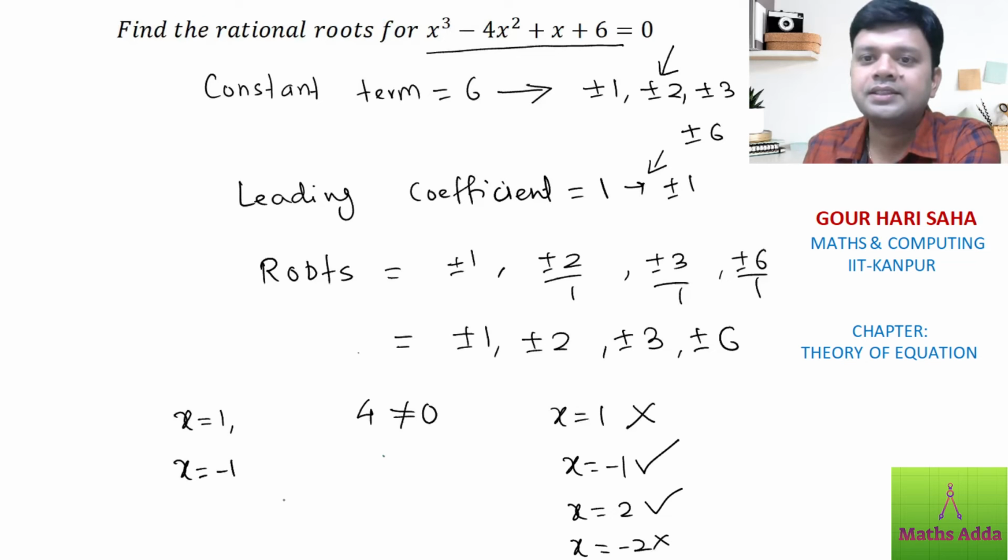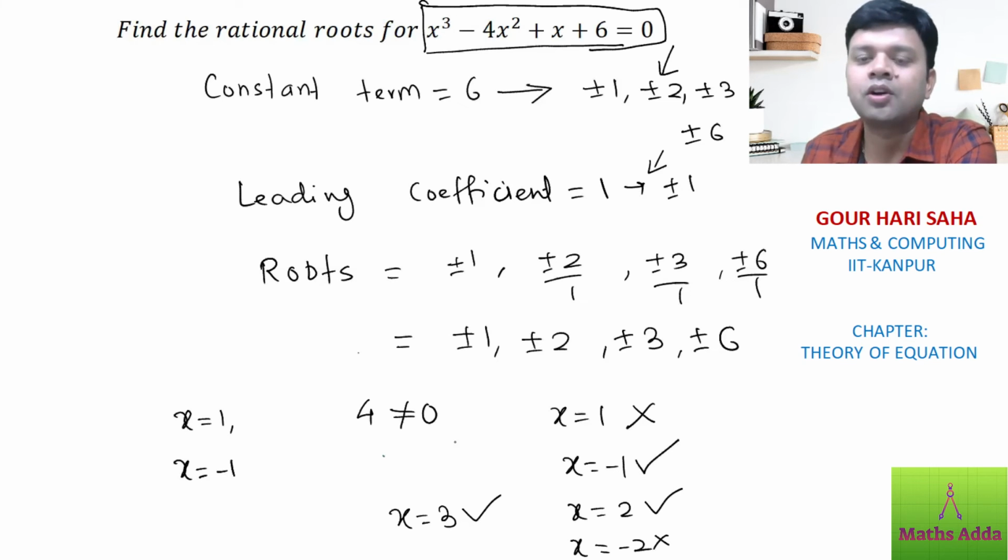Similarly, check for x is equal to 3. So that is 27 and this is 36, so 9 plus 27, 36 minus 36, yes, it is satisfying. This means another answer is x is equal to 3. Now you are not supposed to go further and check minus 3 and plus minus 6. Why? Because this is a cubic polynomial equation, right? So it will have a maximum of 3 roots, and I got minus 1, 2 and 3 as its roots. So I will stop here. I got all the possible rational roots. So this is how we will be using this rational root theorem.